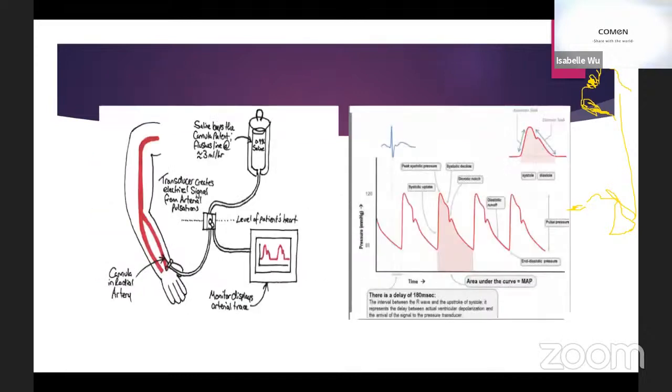Of course, we do that using an arterial line. We prefer to use the radial artery. We could use the brachial artery or the femoral. Remember that your saline bag has to be under pressure, 300 millimeters of mercury for that.